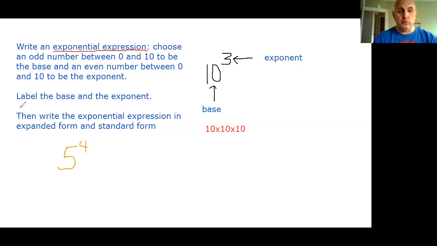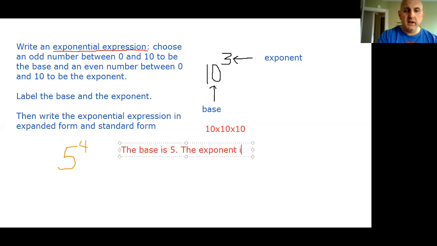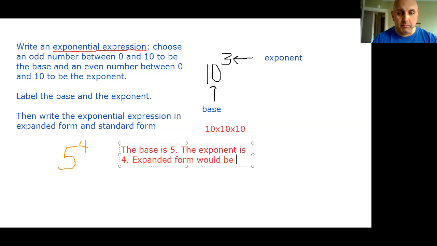And then it asks me to label the base and the exponent. So how I would do that is I would say the base is 5, the exponent is 4, and then say what it is in expanded form and standard form. Expanded form would be, remember, take the base and then take the exponent, and it tells you how many times to multiply it. So 5, 4 times. So I'm going to do 5 times 5 times 5 times 5.